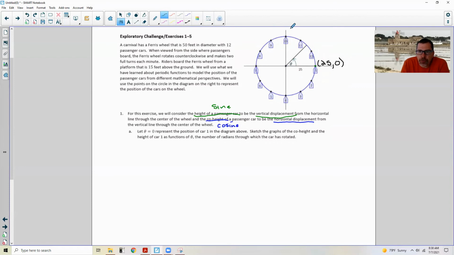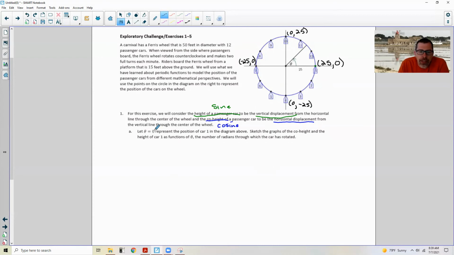This point over here would be over 0, up 25. This point, car 7, would be negative 25, comma, 0. And this point right here, number 4, would be over 0, down 25 feet. So there's those 4, which is pi over 2, pi, 3 pi over 2, and 2 pi or 0.